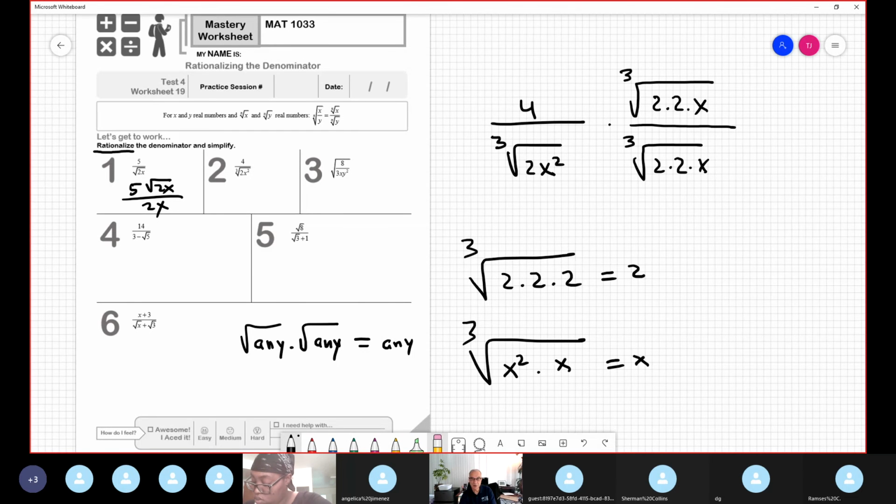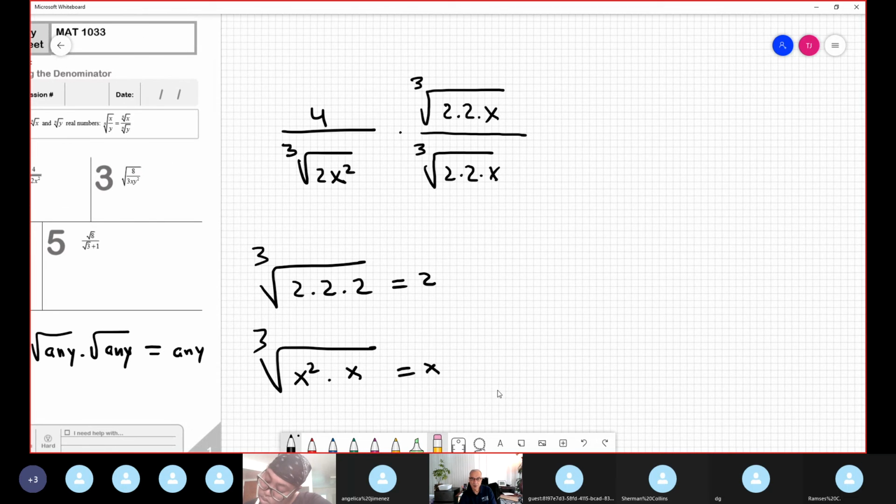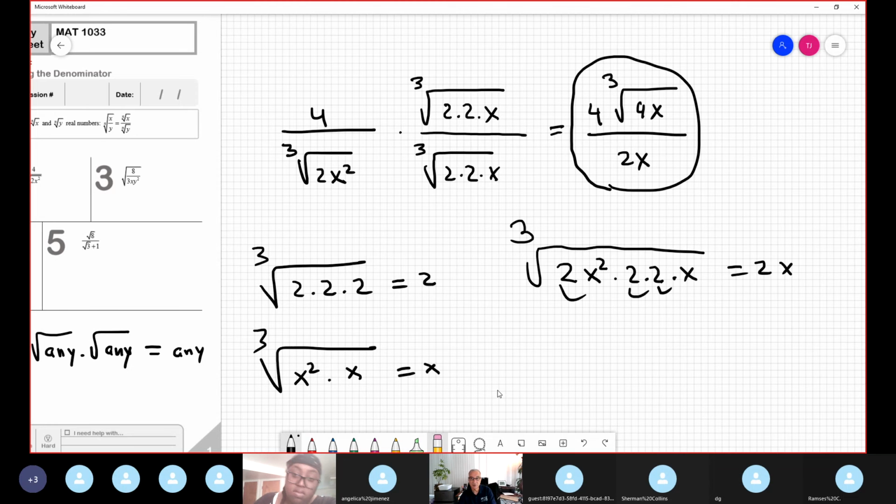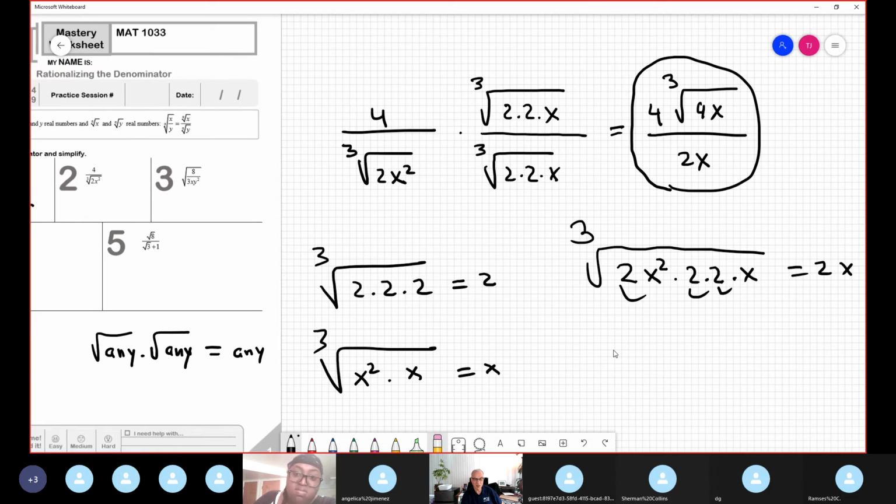Well, so actually in the top we have 4, that 4 stays the same, and this is cubic root of 4x. That's it. In the bottom we have 2x. Because when you put this and this together, it is 2x squared times 2 times 2 times x. We have 1, 2, 3 twos, 2 outside the cubic root, and we have 1, 2, 3 x. That's 1 x. It's exactly what we have here. Okay, do you see it's complicated, eh?